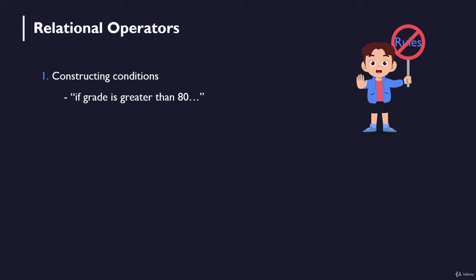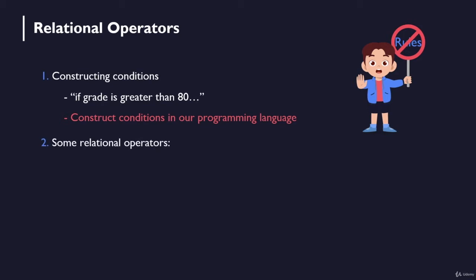So we are interested in constructing the conditions in our programming language, just like we've seen in previous examples, and that's exactly the place and the time when we would like to use relational operators that will help us with this task. So relational operators are just these signs which you've probably seen most of them somewhere before, maybe even on your math classes. And the first one, the greater than, helps in constructing a condition to check if the left side is greater than the right side.